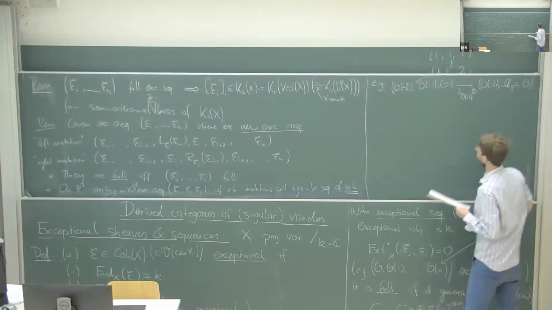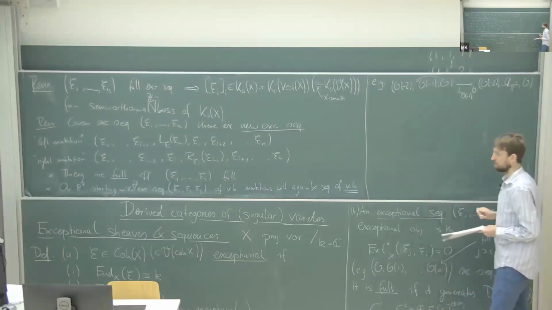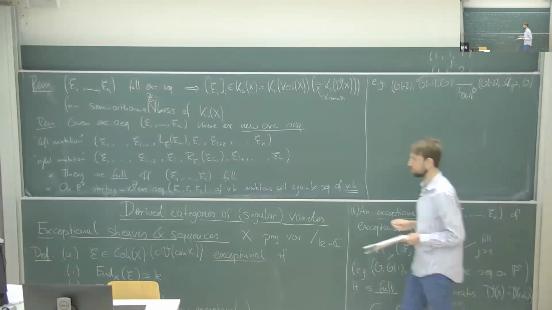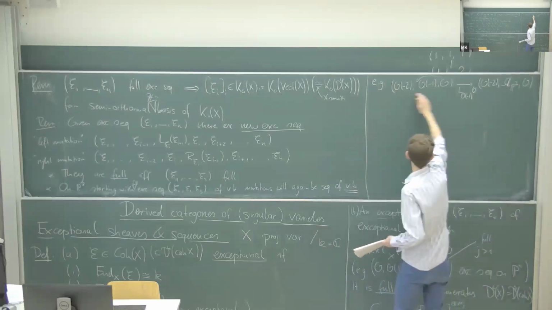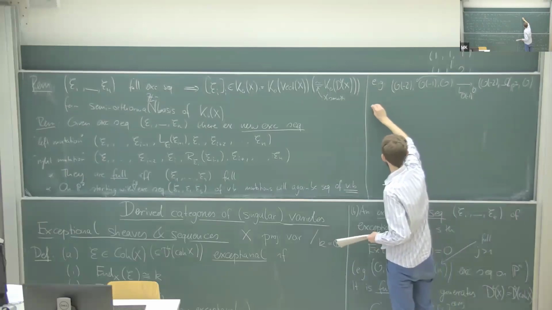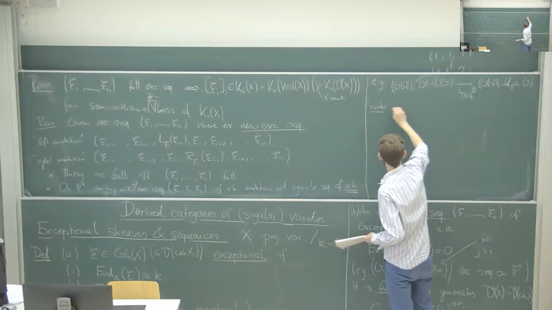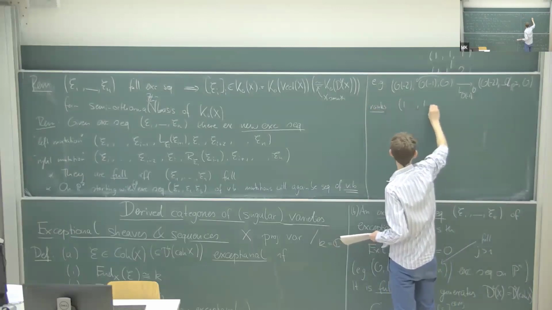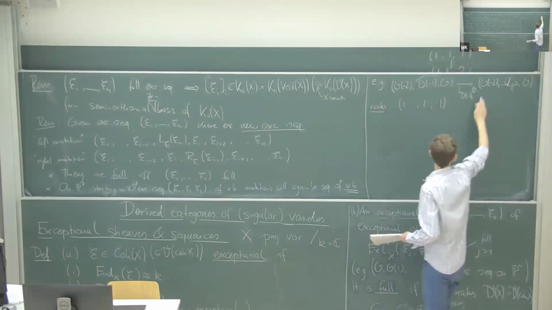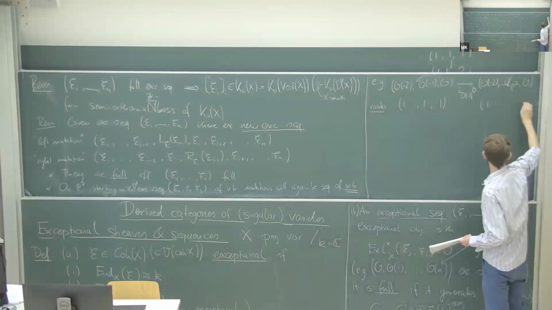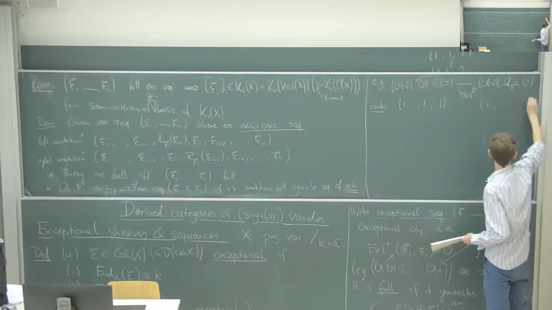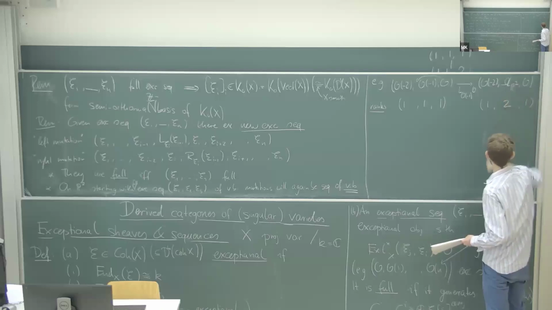And so if we look at the ranks of the vector bundles in these sequences, here these are all line bundles. So we have 1, 1, 1. And here we have line bundles here and here. And this one has rank 2.